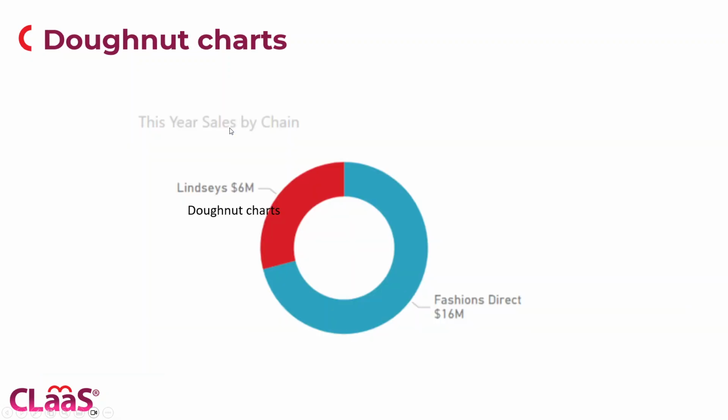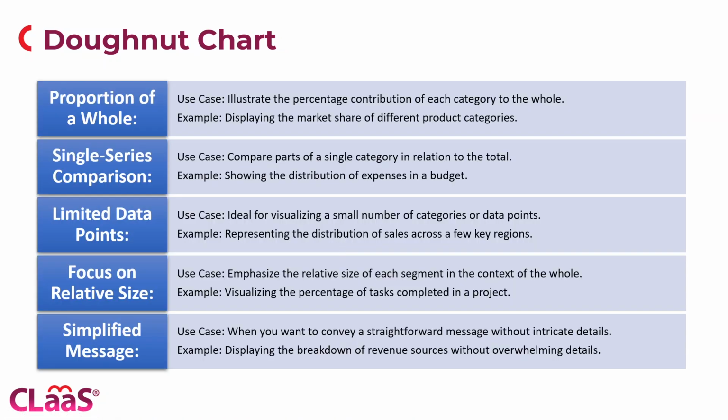Donut, yeah, donut is like a pie chart. This is useful to compare each category. Normally it's recommended not more than 5 or 6 categories, because if there are too many, then it becomes messy, just like a pie chart. Proportion of the whole. Illustrate the percentage contribution of each category to the whole. For example, displaying the market share of different product categories. Single series comparison compares part of a single category in relation to the total.